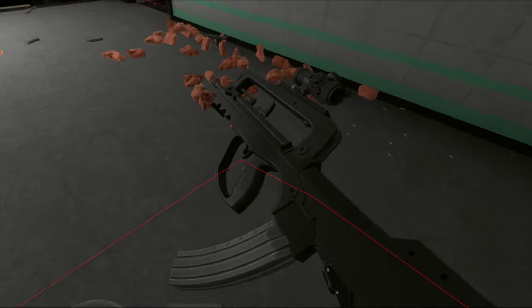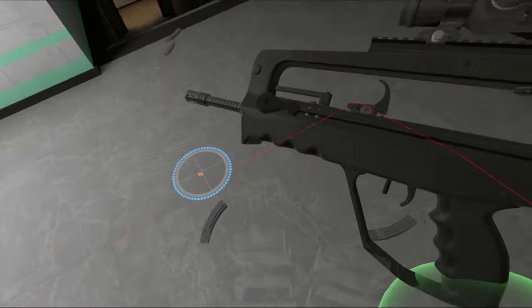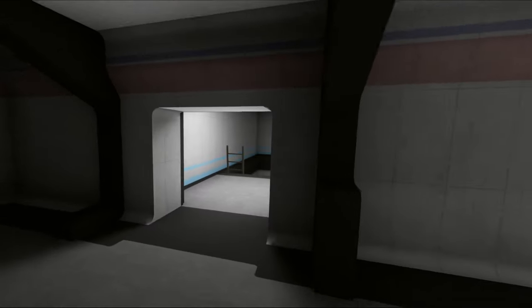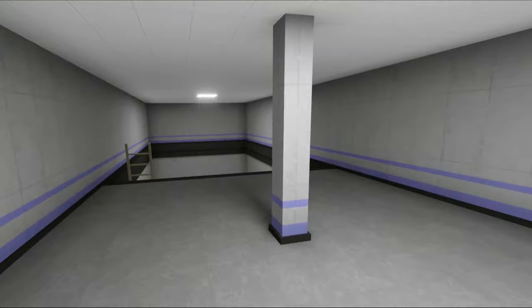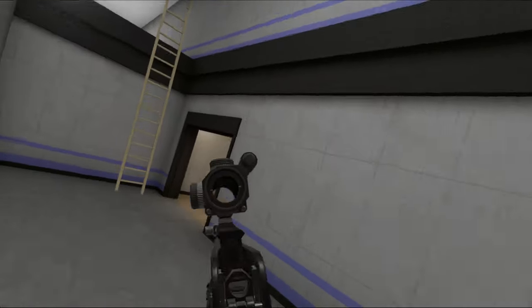Encryption. See what I mean? Like, that guy took so long to start shooting at me because I wasn't firing at him. Advance to next system node and take it.